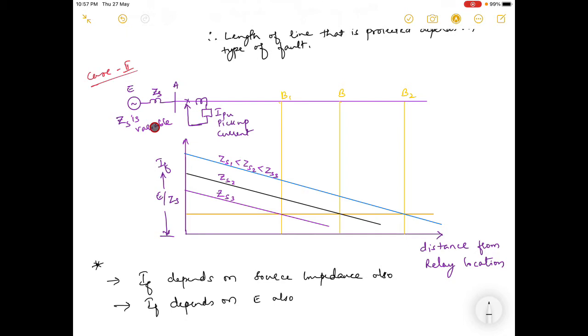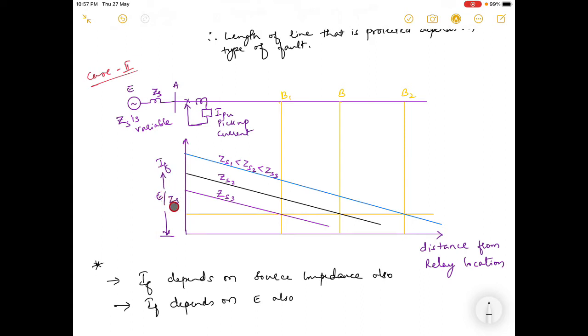Okay, so it is not required that ZS should always be constant. It doesn't mean that. Sometimes extra generators may be added, since it is an interconnected system, or maybe transformer tappings might have changed. So many different reasons are there. So this source impedance might be variable. Now since this is variable, we have already seen IF is E by ZS.